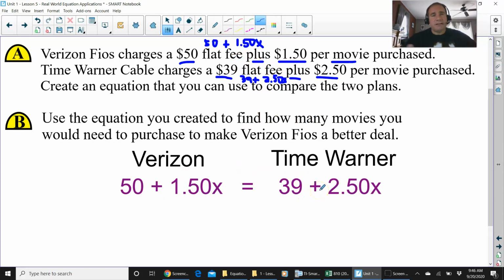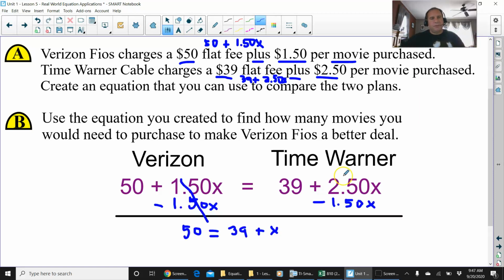You would solve this like any other equation with x's on both sides of that equal sign. So we're talking about subtracting the smaller coefficient, which is 150x, on both sides. When you subtract, this cancels over here. You bring this 50 down. You bring the equal sign down right there. You bring this 39 down here. 250 minus 150 is 1x. So you just put x down.